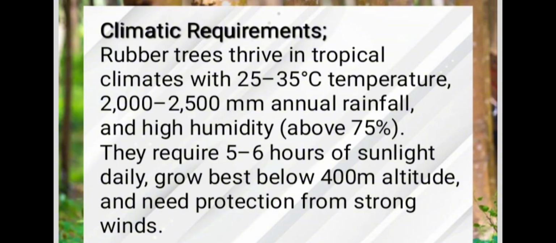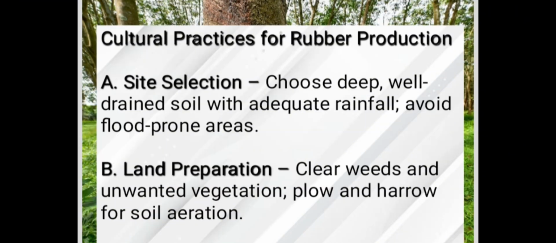Climatic requirements: rubber trees thrive in tropical climates with 25 to 35 degrees Celsius temperature, 2,000 to 2,500 mm annual rainfall, and high humidity above 75%. They require 5 to 6 hours of sunlight daily, grow best below 400 altitude, and need protection from strong winds.